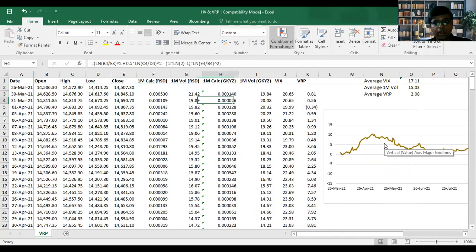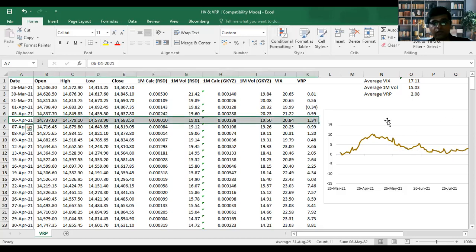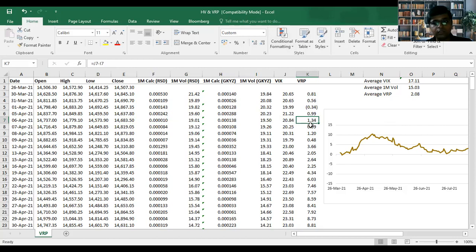So just in order to analyze the data, if I consider the data as on 6th of April, on 6th of April the volatility risk premium was 1.34. That is, the India VIX or the IV was much greater as compared to the actual or historical volatility. So it means that the option selling was preferable at this point of time.